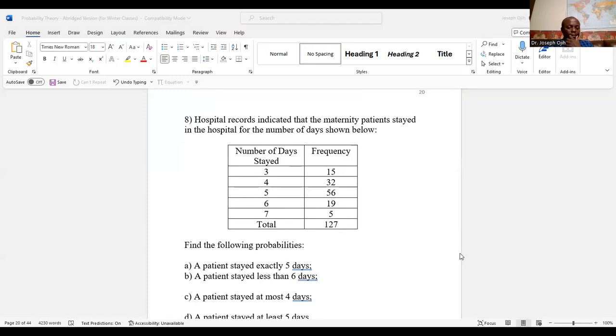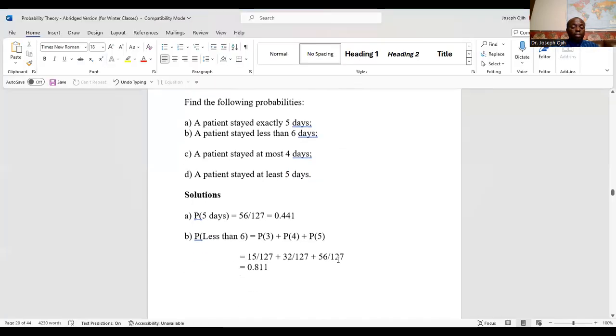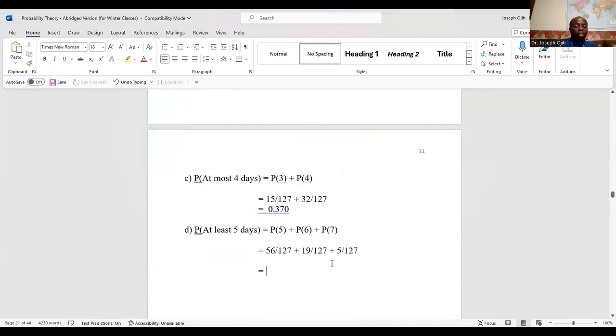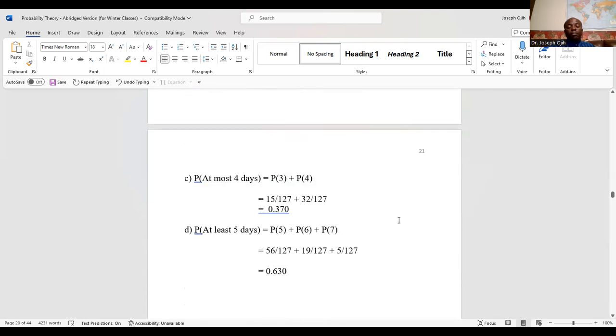Something I have here. Okay, 0.6299. That means 0.630 if you round this. Okay, 0.630. So that gives us the probability that the patient stayed at least 5 days. That tells us the empirical probability.